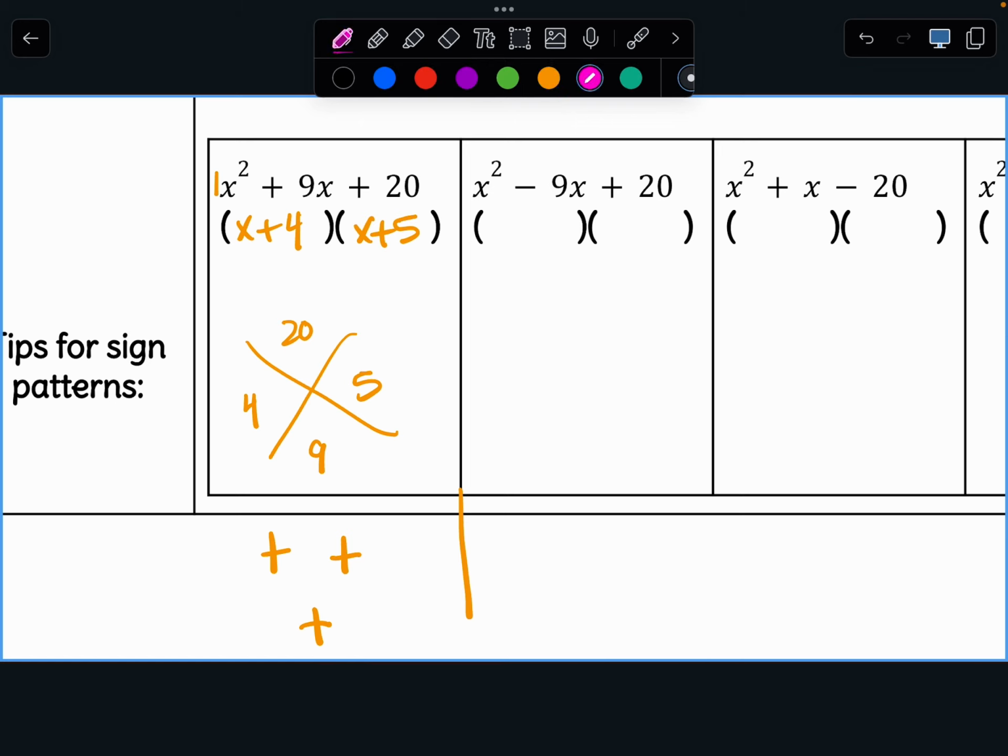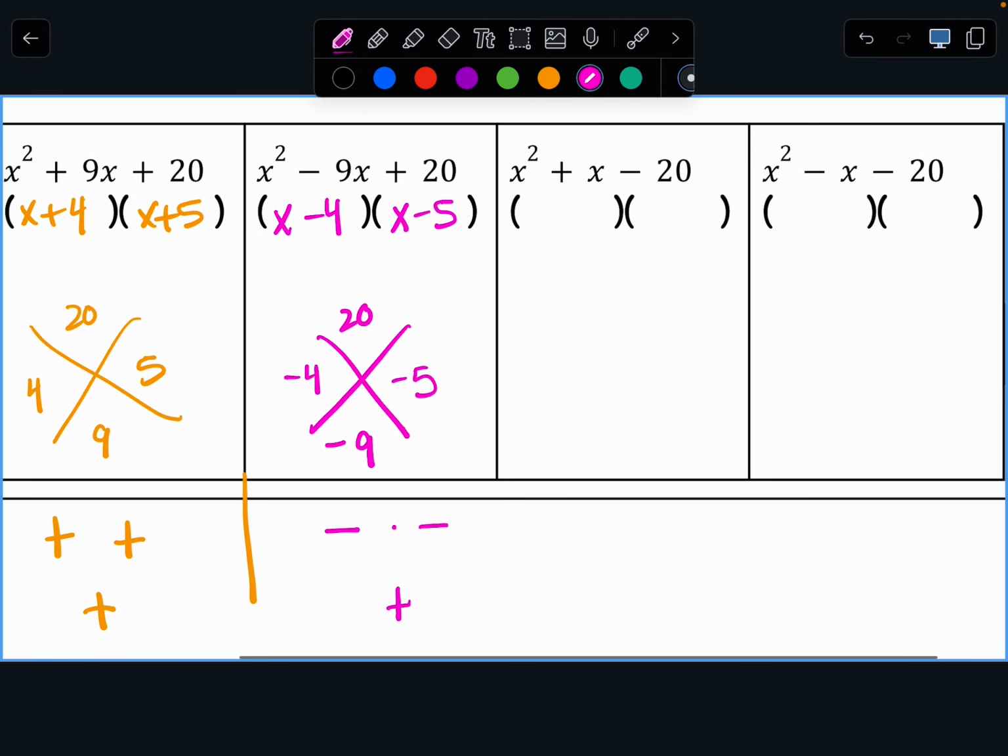Next one. Now I have a negative and a positive. Sorry, a negative on the top and a positive on the bottom. I wrote that wrong. So again, I have 20, but this time it's negative 9. So that means it has to be negative 4 and negative 5. So that's x minus 4, x minus 5. We're using the same factors all the way across. We're just changing the signs.